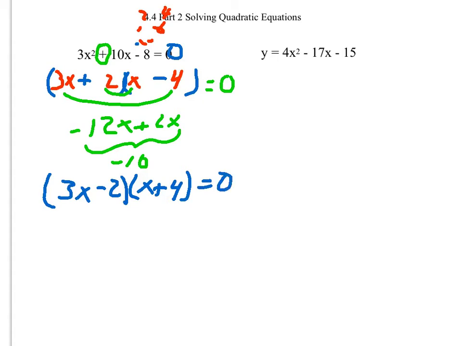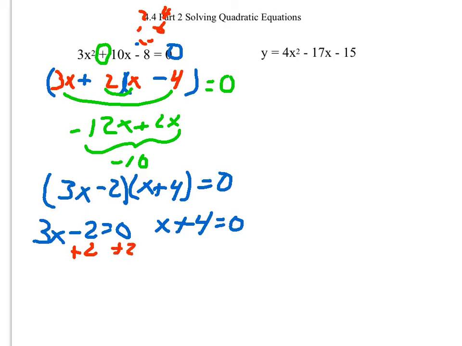Now from here, we just set each part equal to 0 and solve for x. So 3x minus 2 equals 0, and x plus 4 would equal 0. So we can just solve for x on each of these. So here we would add the 2, so 3x equals 2, and then divide by 3, so x equals 2/3.